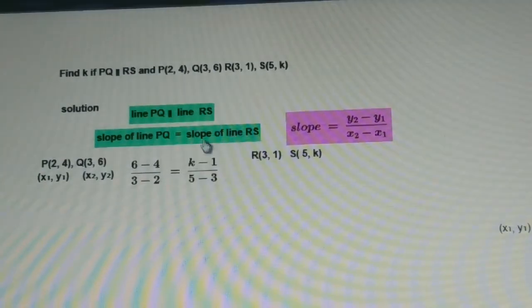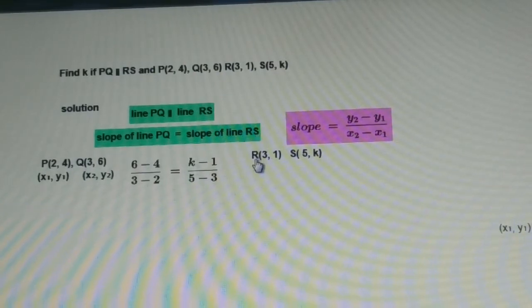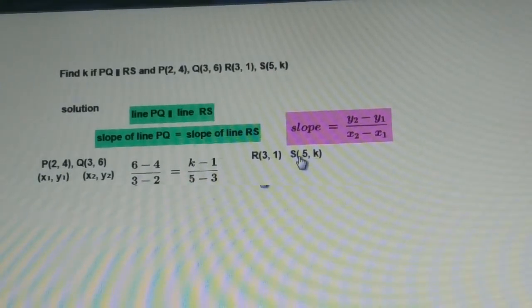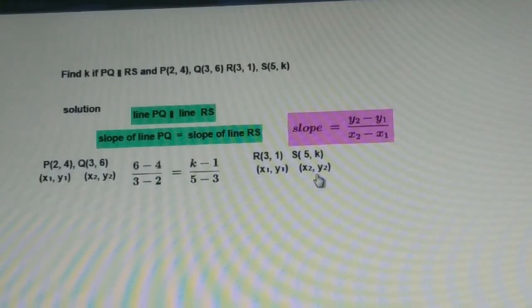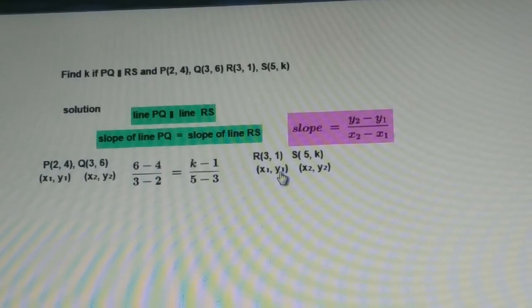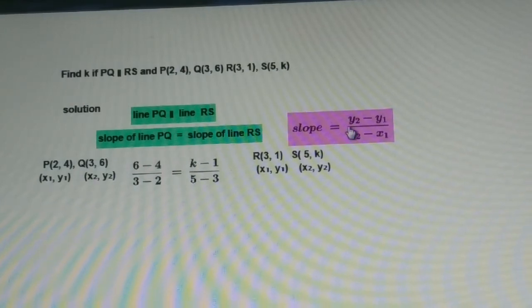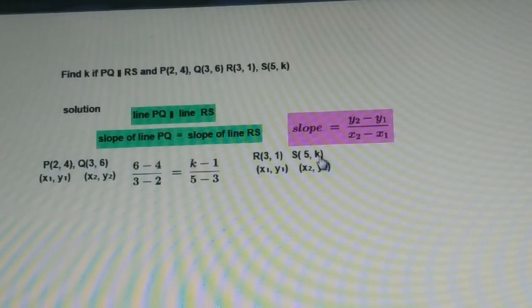At the same time, see here on the right hand side, the slope of line RS. Consider two points R (3, 1) and S (5, k). Just assume that coordinates of R are x1, y1 and coordinates of S are x2, y2. Putting values in this formula, we get slope of line RS is equal to k minus 1 upon 5 minus 3. Here y2 minus y1: what is our y2? It is k. What is our y1? It is 1. So it is k minus 1. Here x2 minus x1, that is what?